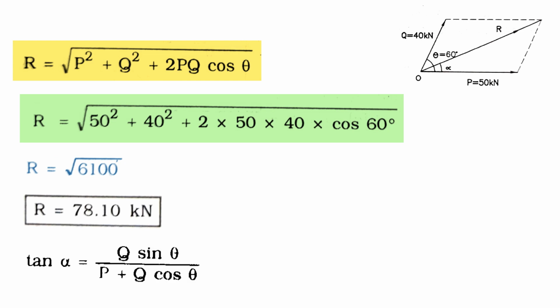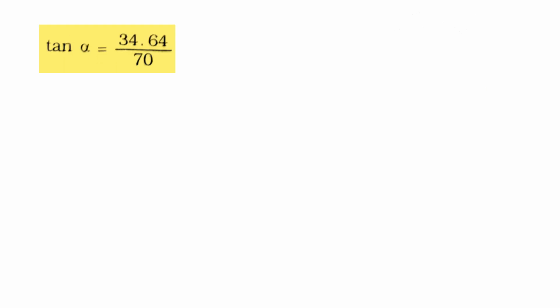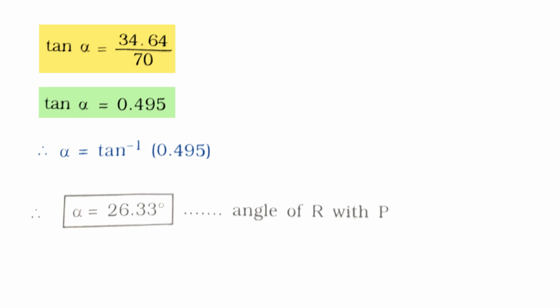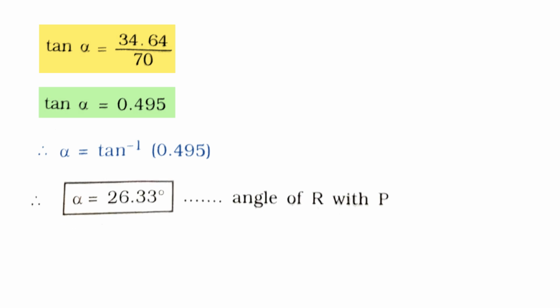So from the equation of tan alpha, we can calculate alpha. Tan alpha equals Q sin theta upon P plus Q cos theta. We have already derived it in the previous slide. We will put the values of P and Q in this equation and calculate the value of tan alpha. So tan alpha equals 0.495, and alpha equals tan inverse 0.495. So alpha equals 26.33 degrees. It is the angle between R and P.